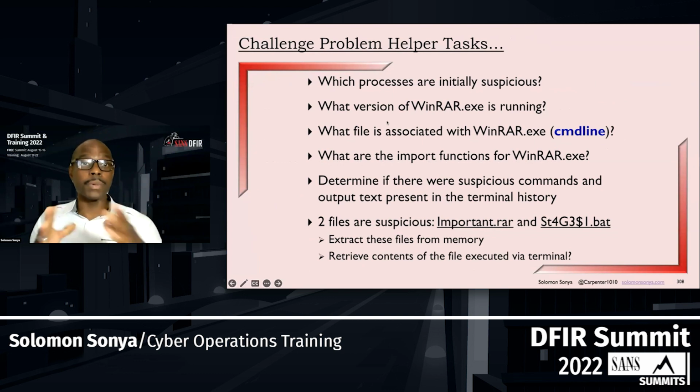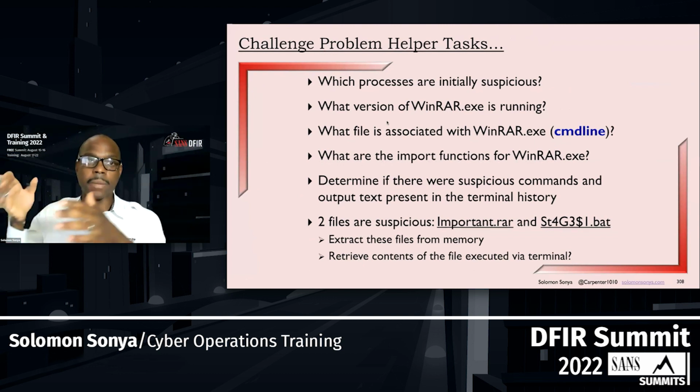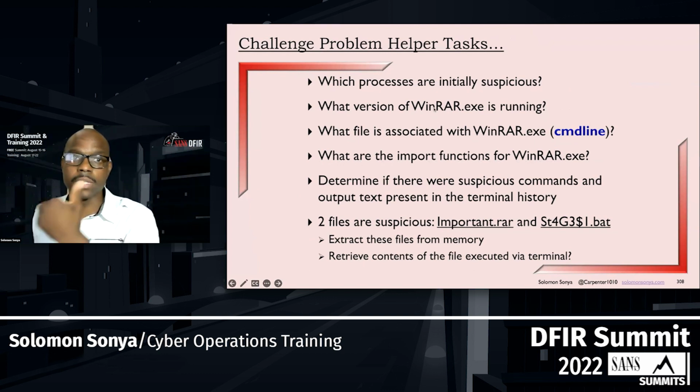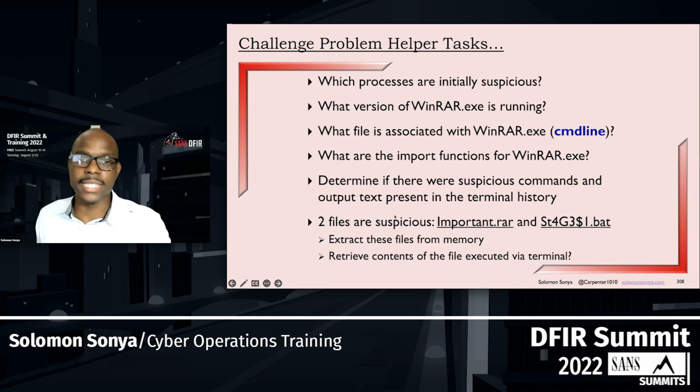So here are some helper tasks. I created these helper tasks to help guide us towards this type of challenge. Overall, I just want us to see how we can build that tool to help in the data extraction process to solve this problem. These are the main questions that we'll go after. WinRAR is something important that I want us to find. Let's look into how WinRAR relates to this system. And down here, I'm actually telling you up front, these are 2 suspicious files regarding this investigation: Important.rar, as well as this stage1.bat file.